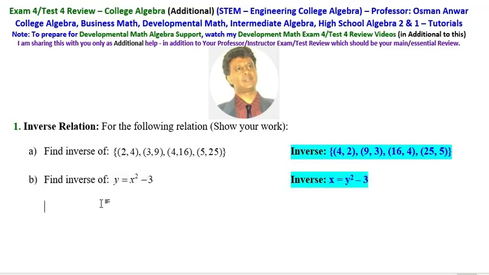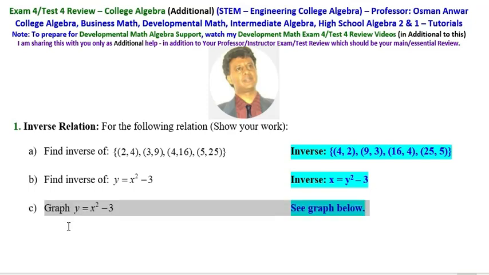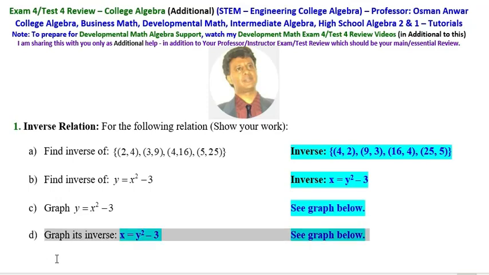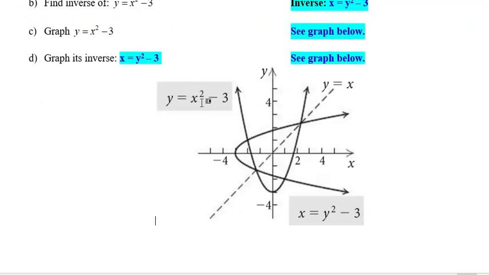B, find the inverse of y equals x squared minus 3. The inverse of this is simply to interchange x and y. That is, x equals y squared minus 3. Then graph y equals x squared minus 3, and graph its inverse, x equals y squared minus 3. And here are the graphs. Y equals x squared minus 3 is a parabola that opens up, shifted down by 3. And the graph of x equals y squared minus 3 is a parabola that opens to the right, shifted to the left by 3.